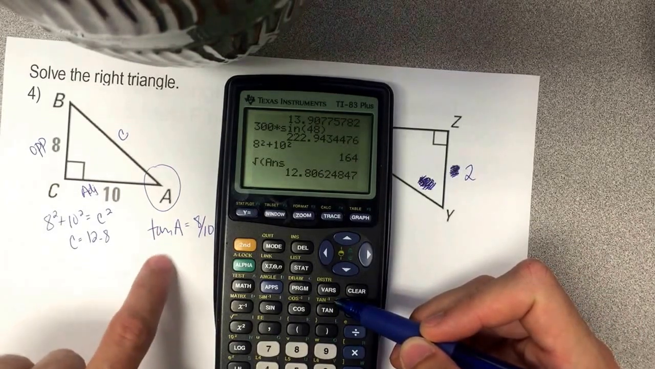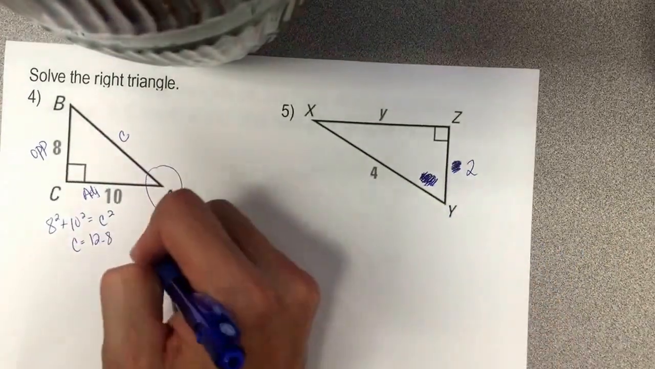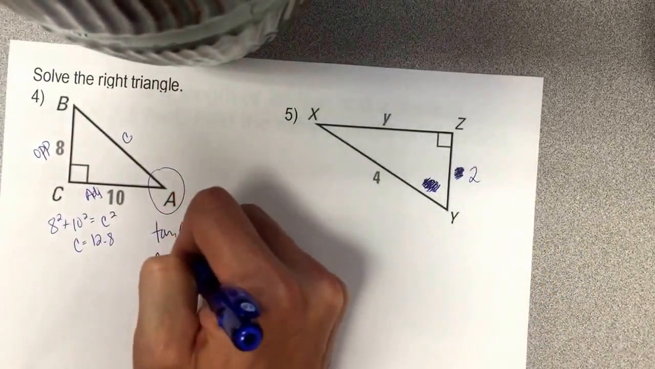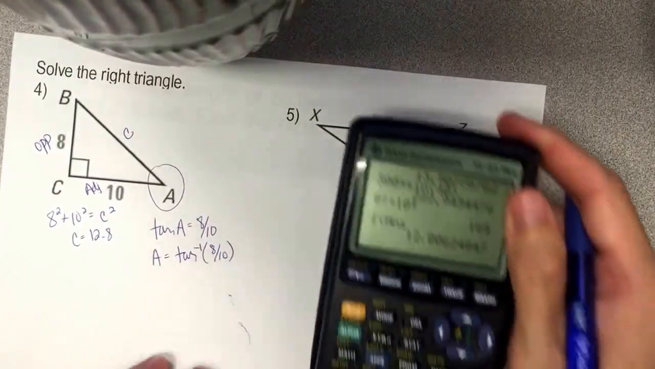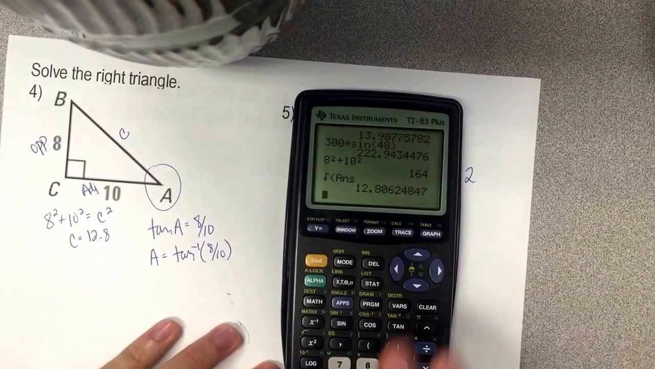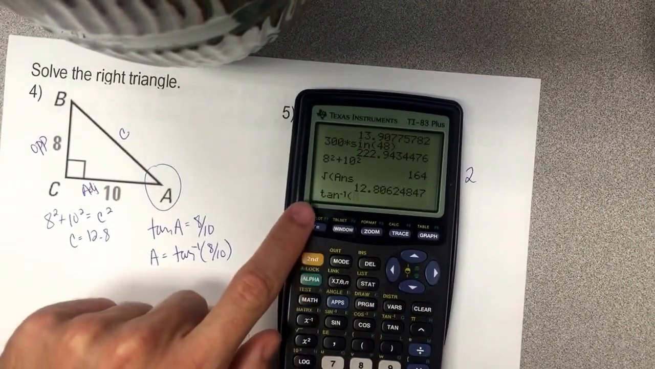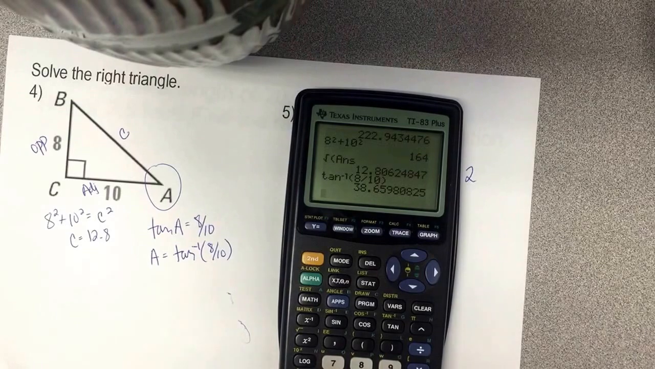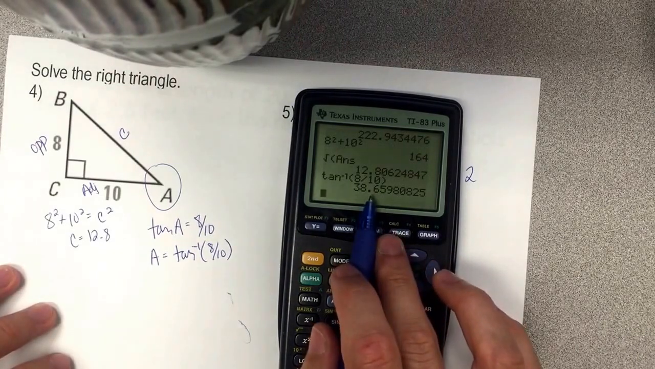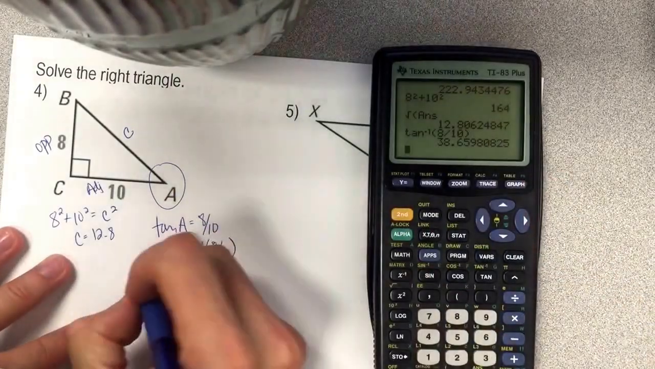So the way we're going to rewrite this, so I can enter it in the calculator, is we're going to take the tan inverse of that ratio. So we're going to write this as A equals tan inverse of 8 over 10, and we're going to type it in the calculator exactly like that. So we'll push second tan. That's how you get the little -1 to show up. And you're just going to type in 8 divided by 10, and it will give you the angle measure. So this is a degree to the nearest tenth would be 38.7 degrees.